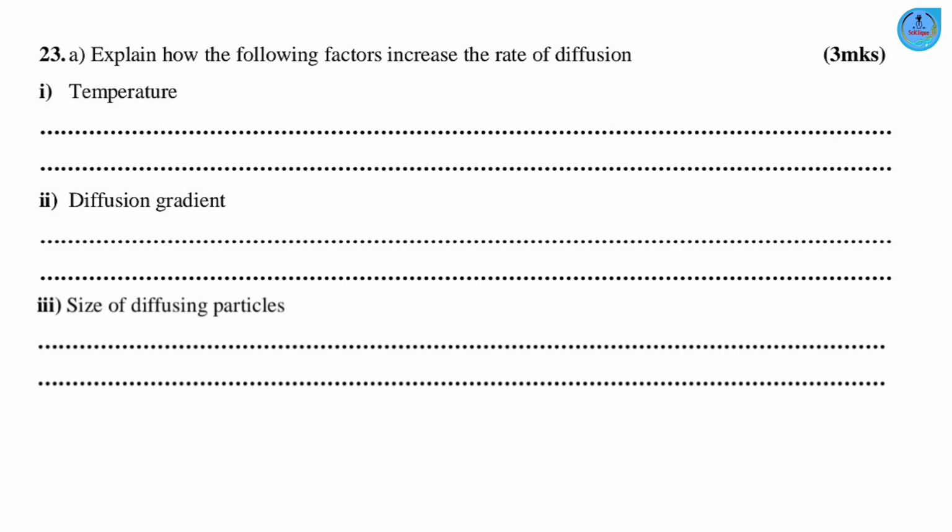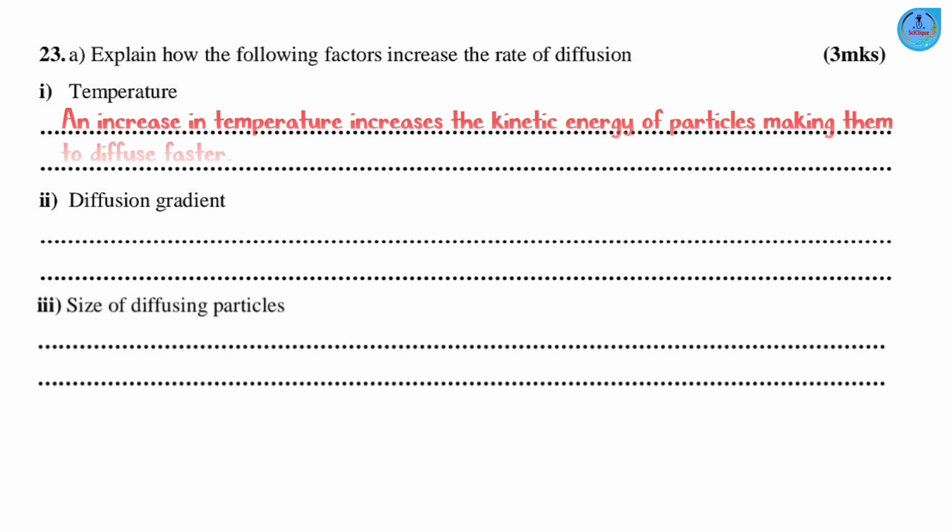Question number 23, part A. State how the following factors increase the rate of diffusion. Okay, factor number 1, temperature. So an increase in temperature increases the kinetic energy of particles, which causes them to move faster, therefore diffuse faster.